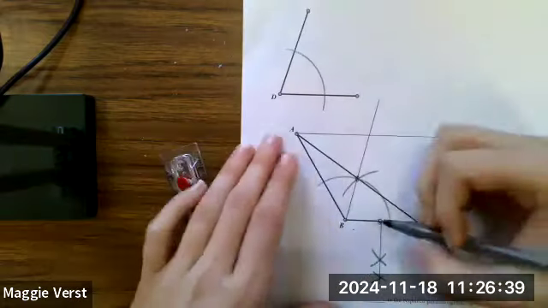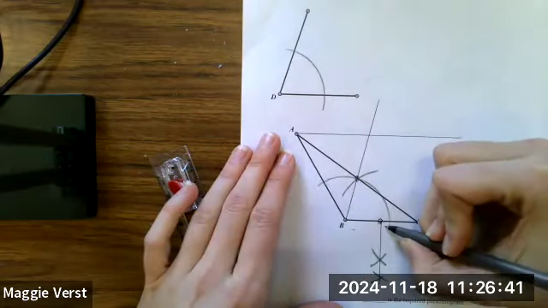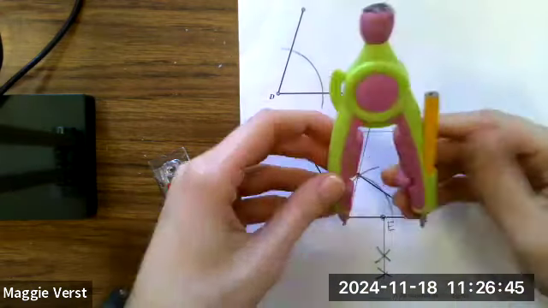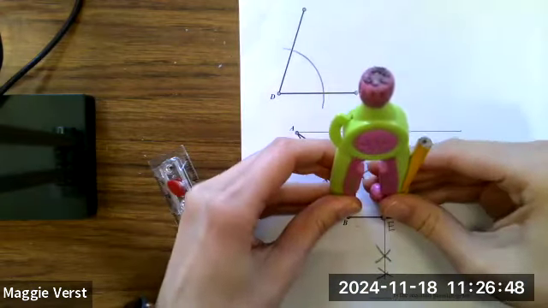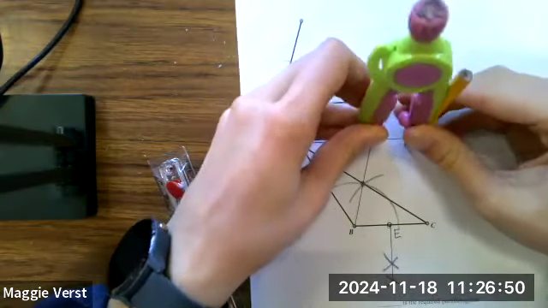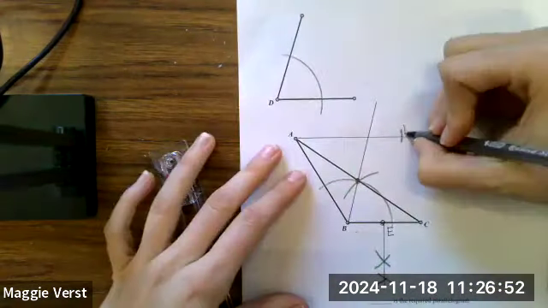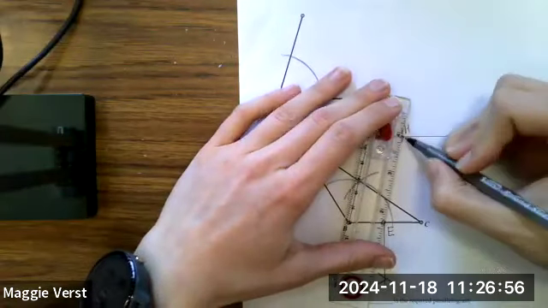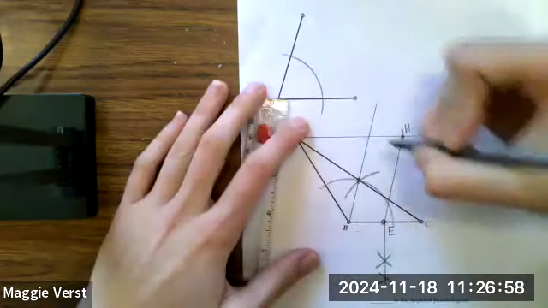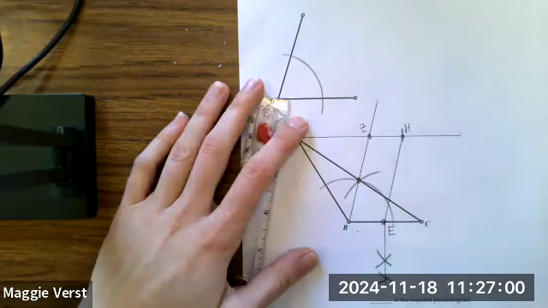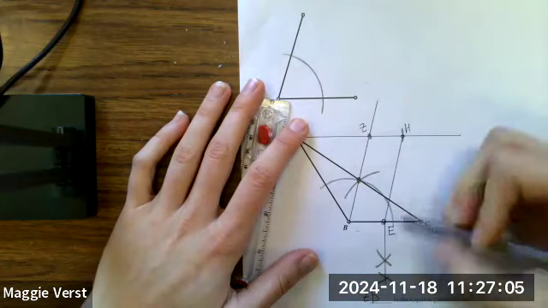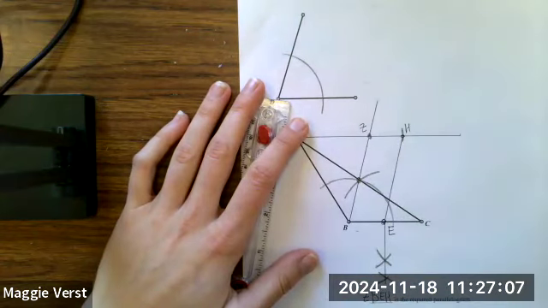So now all I have to do, and we'll call that E, is since I know the height, I'm going to length transfer this up here. And we'll call that H. And now the last thing that I need to do is connect these. And we'll call this, I don't know, Z. So my parallelogram here is Z, B, E, H. There we go.